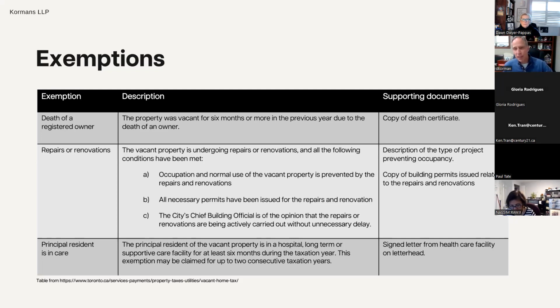The principal resident in care, if you're in the hospital or something like that, again, yes, that's an exemption, but they want some supporting documents. They're going to want a letter from a healthcare facility on letterhead to justify, yes, this person's been in the hospital for 6 months, undergoing treatment, etc.